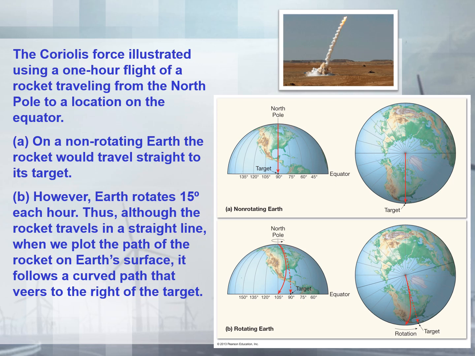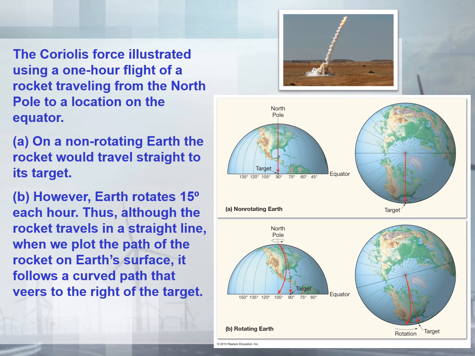Thus, although the rocket travels in a straight line, the Earth beneath the rocket is actually spinning. So when we plot the path of the rocket on Earth's surface, it follows a curved path that veers to the right of the target. And you might say, wait, that solid red arrow is to the left of the target. No, because you're looking at it from the North Pole looking down south. So you're at the North Pole, firing a rocket because you're on Mythbusters or you're just a scientist with some money to spend. You're going to fire that rocket from the North Pole, and you want it to reach that particular target, some little island out there off of South America.